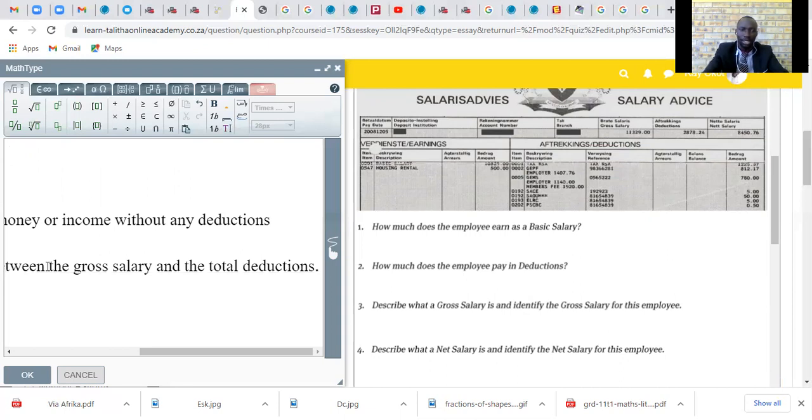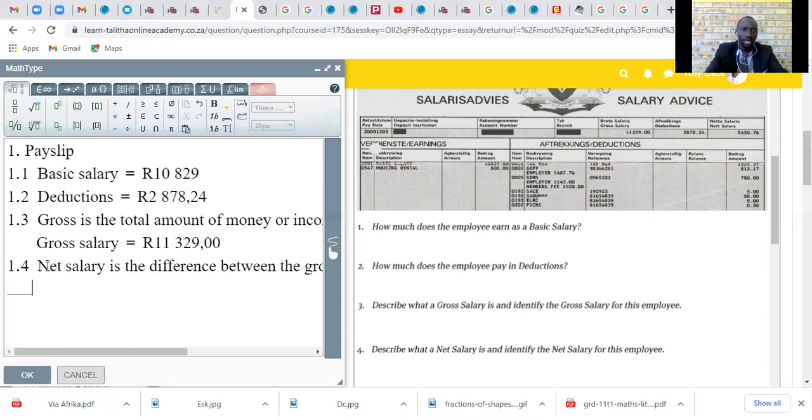And what is it here? Well, we look for it from the payslip, then later we just quote the figure as net salary being equal to net salary. Well, net salary is right here. This is 8,450.76. Yes, that is what we have for net salary.